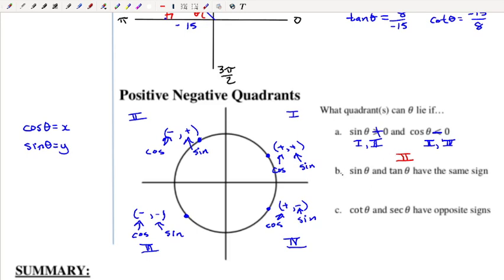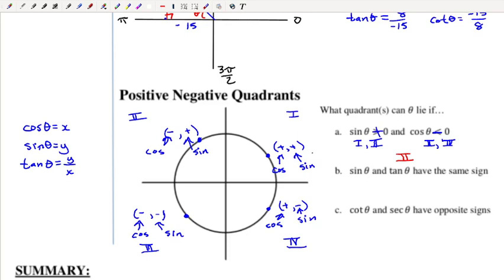Now let's see. Part B asks where sine and tangent have the same sign. So we know the sign of sine in each of these quadrants. We need to figure out what the sign of tangent is. So if you remember, we wrote up there that tangent theta was y over x. And so in order for tangent to be positive, I would need to have either 2 positives or 2 negatives, because a negative divided by a negative is also positive. For tangent to be negative, I would have to have 1 negative, 1 positive, because a positive and a negative dividing will give you a negative.